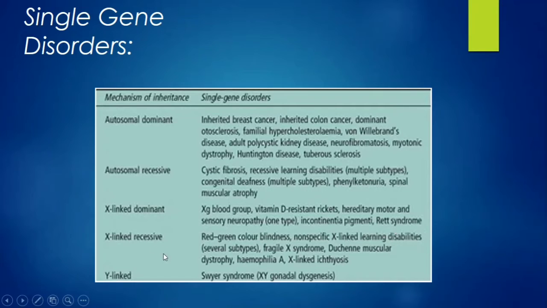X-linked recessive disorders have examples of red-green color blindness, which is a common disease, non-specific X-linked learning disabilities, fragile X syndrome, Duchenne muscular dystrophy, hemophilia A, X-linked ichthyosis. As I have told you before, the Y-linked disorders are very rare, so we have only one example here, which is XY gonadal dysgenesis.